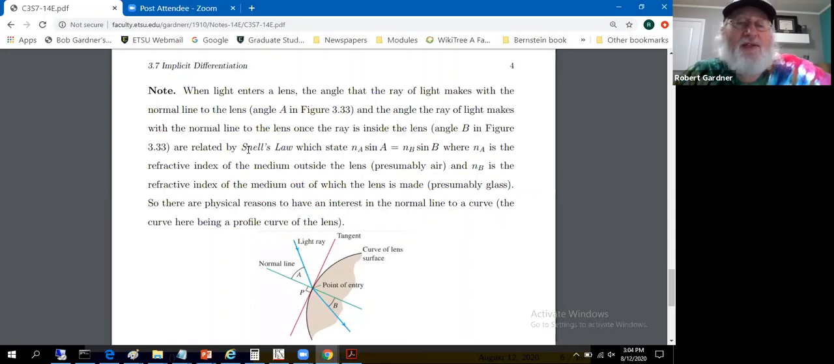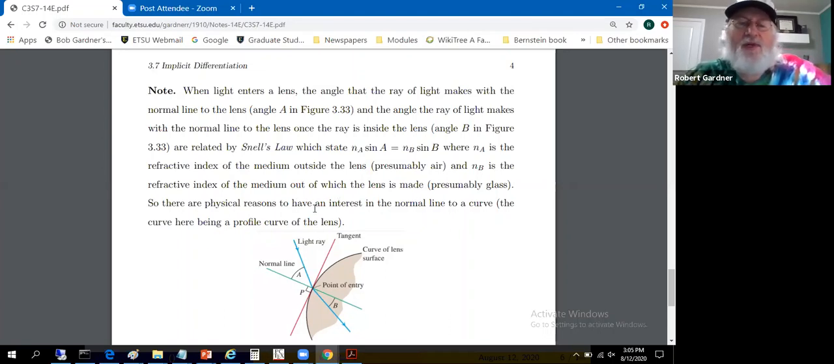These are related by something called Snell's law. I don't think the book explicitly states this, but this is what Snell's law says. They're related by the formula n sub A sine A equals n sub B sine B, where n sub A is the refractive index of the medium outside the lens, air, I guess, and n sub B is the refractive index of the medium out of which the lens is made. Presumably it's made out of glass, say.